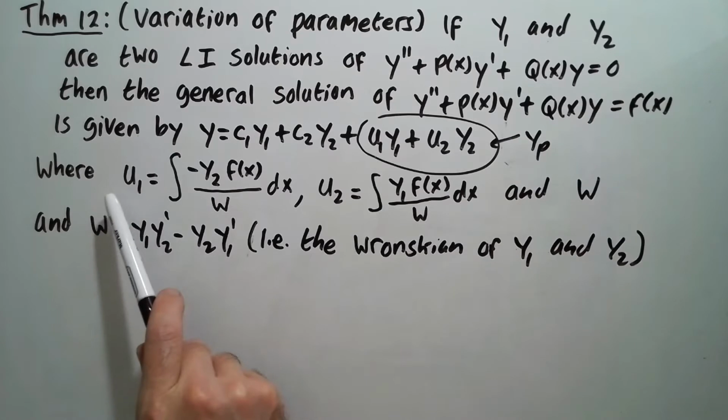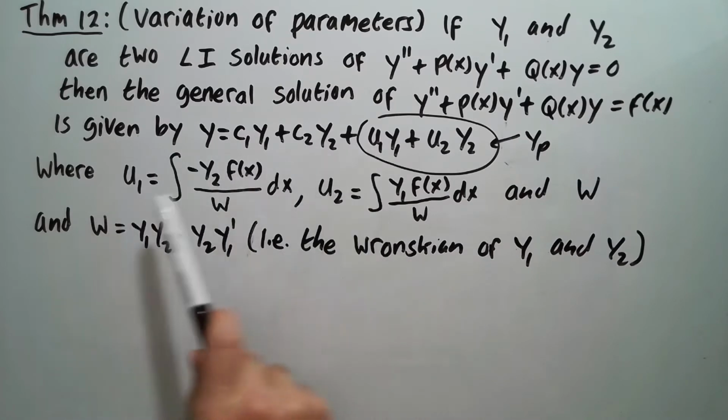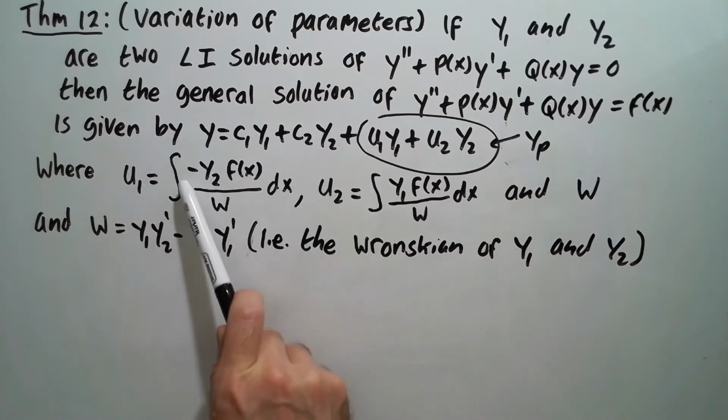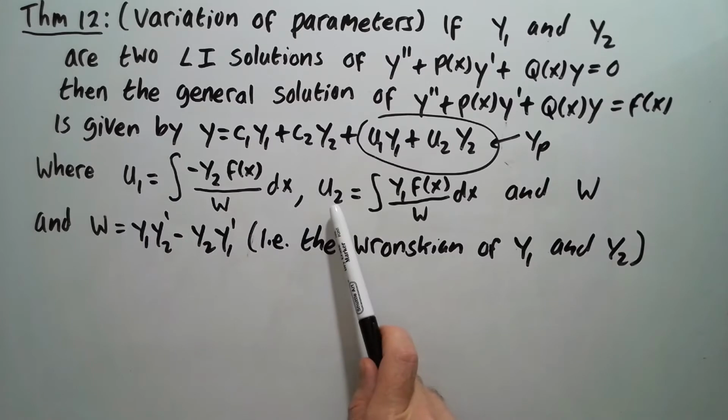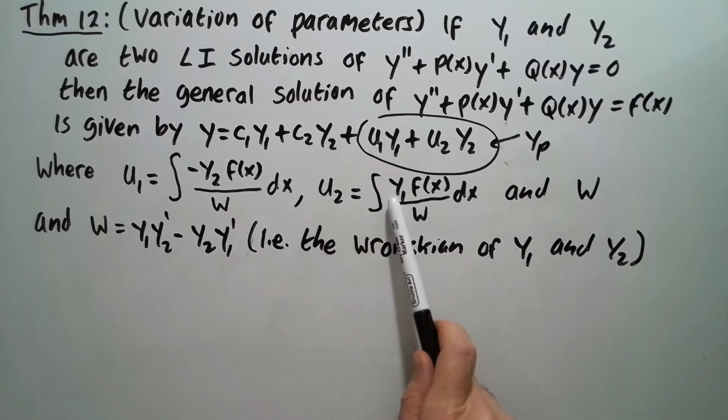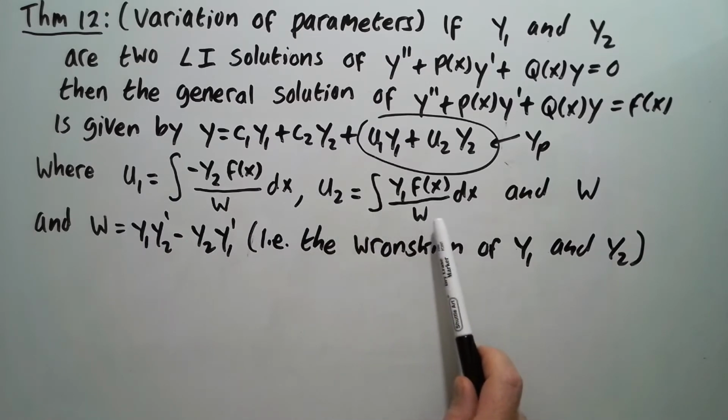And they're claiming that the coefficient u1 is given by the integral of negative y2 f divided by W, where W here is the Wronskian, and u2 is the integral of y1 f divided by W. So we need to prove this. Okay, so let's start.